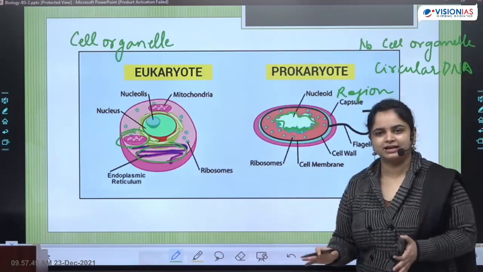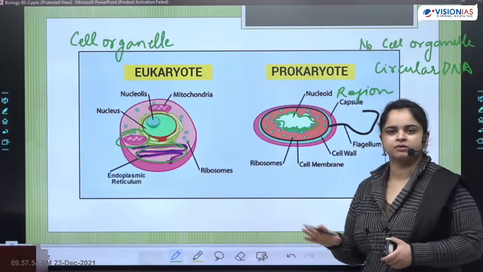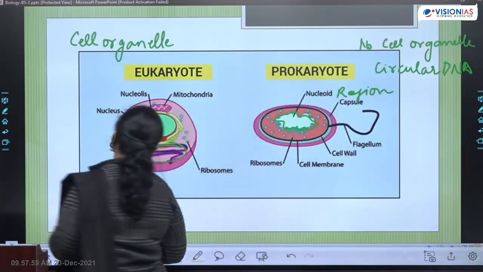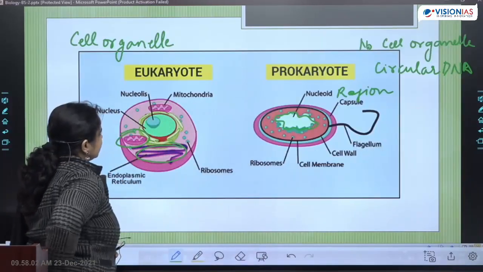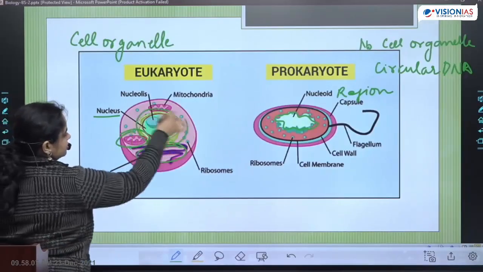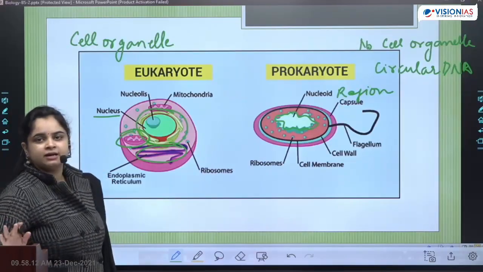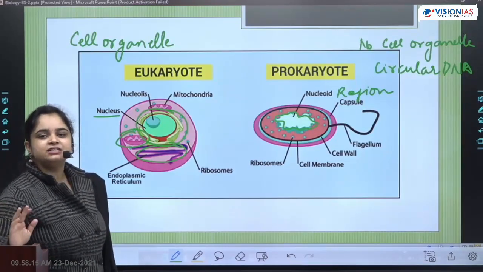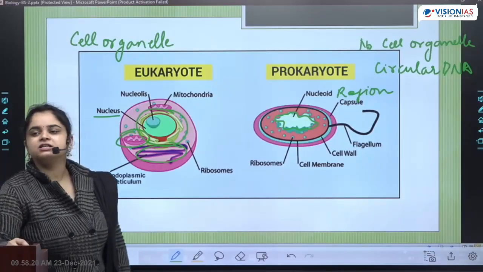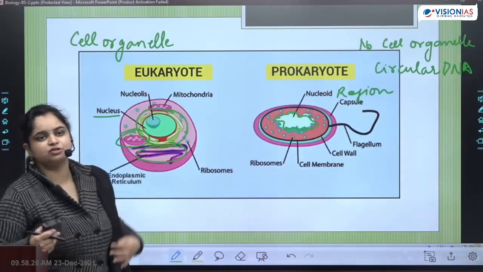Okay, so DNA circular, one point, no cell organelle, second point. That's what you have to remember here. For the eukaryotic organisms, there is a special structure called the nucleus. This central structure, this is the nucleus. It has a proper membrane, a proper layer covering, and inside this nucleus is the DNA. As such, the DNA cannot be seen. Like in this diagram, they have not specifically shown DNA.